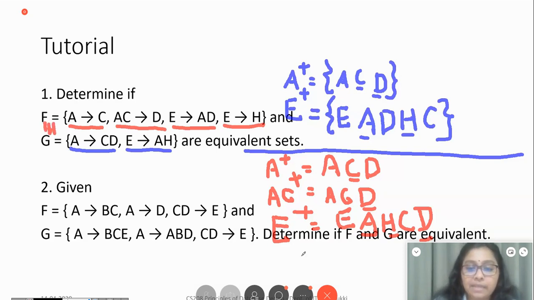Okay. So similarly, you can try it out for example number 2, which is given. Okay. Determine if these two FD sets are equivalent.